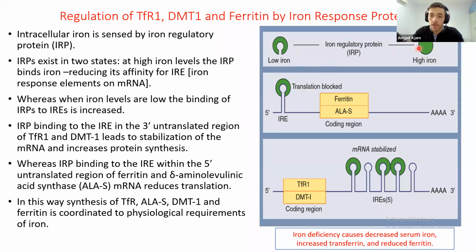During the high iron state, when the IRP is in the high iron state, it will not bind here. IRP exists in 2 states. At high iron, the IRP binds iron, which reduces its affinity for the IRE. So when it's in the high iron state, it will not bind here, and so we can have ferritin and ALA.